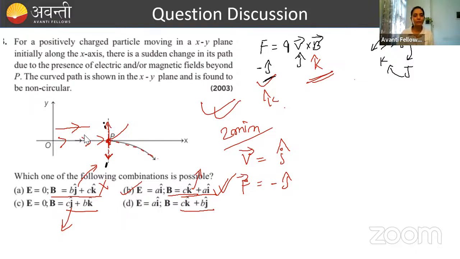You just needed to see that the magnetic field can't be in the j cap direction. Simple. And in all the other options A, C, D, if you see carefully, the magnetic field has a component along the j cap direction, which can't be true according to the diagram given. Is it clear, everyone? Why is everyone so quiet? Is it clear?